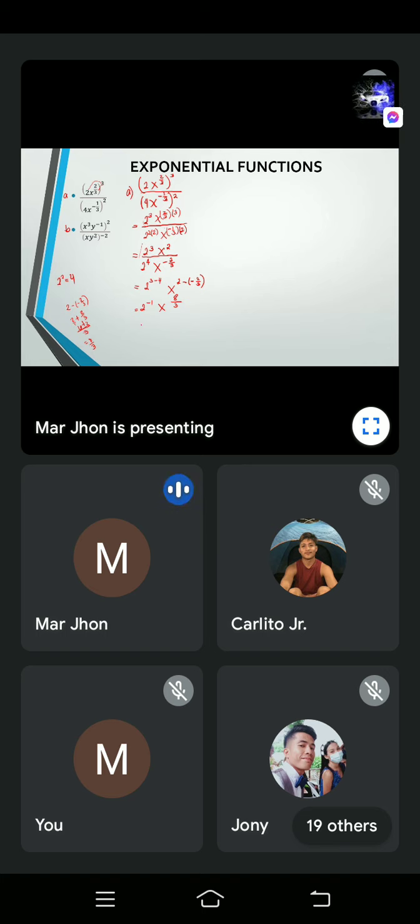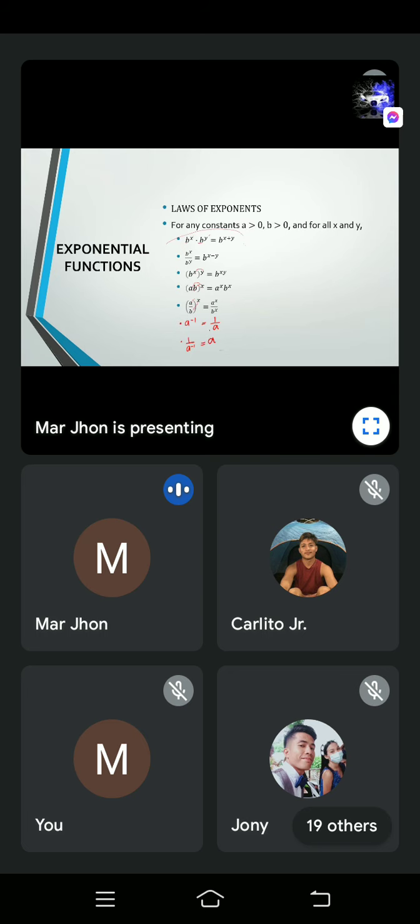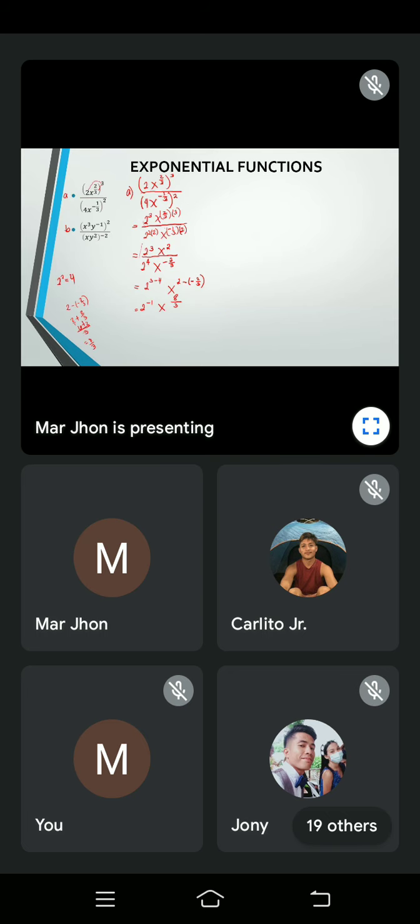Then ang 2 to the power of negative 1, para mahimo siya positive, ibutang siya sa ubos. 2 to the power of negative 1 is equal to 1/2. So we have x to the power of 8/3 divided by 2. So this would be your answer. Okay ba ta?